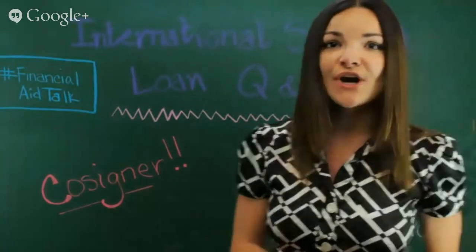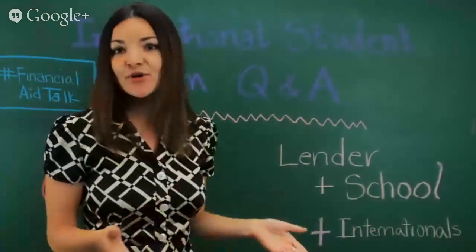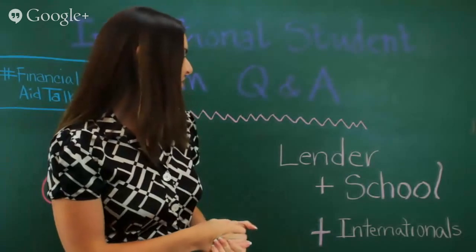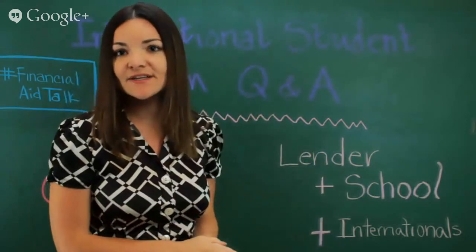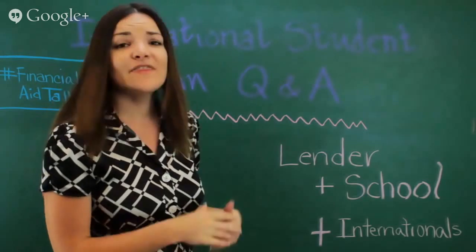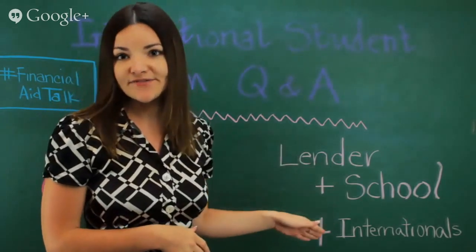Also, you'll need to find a lender from a U.S. bank, including a U.S. bank, that works with your school directly if you plan on studying there. And then you're also going to have to find a lender who works with international students specifically.